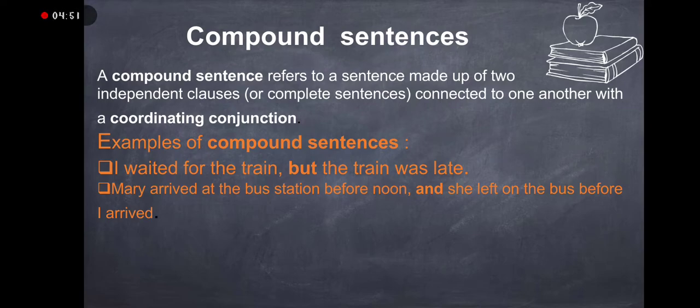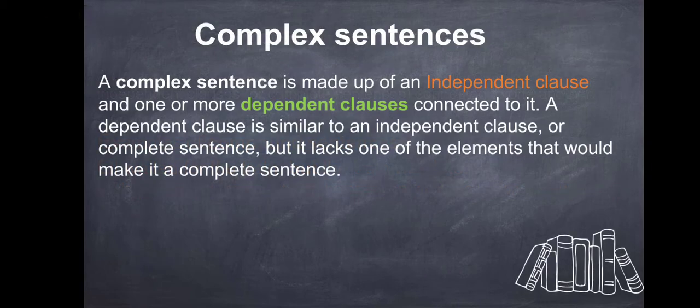For example, I waited for the train, but the train was late. But is a coordinate conjunction used here in combining these two sentences. So this is a compound sentence. Mary arrived at the bus station before noon and she left on the bus before I arrived. And is used as the coordinate conjunction over here. Next is the complex sentence.